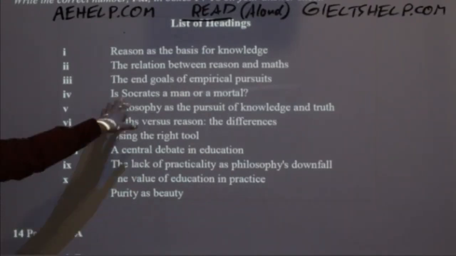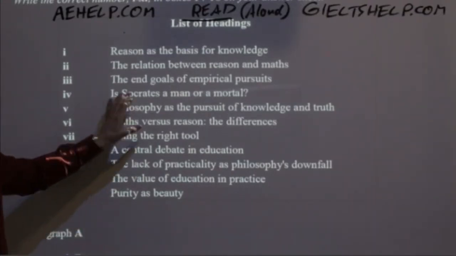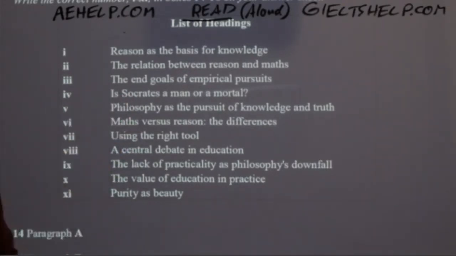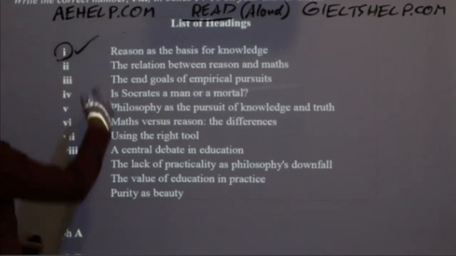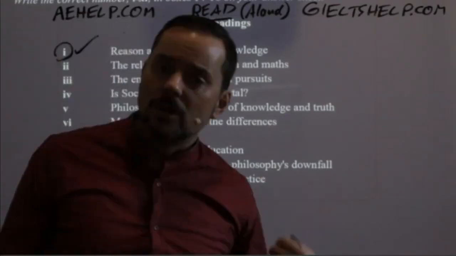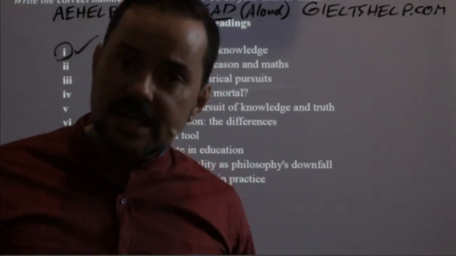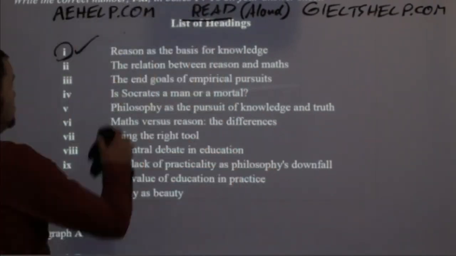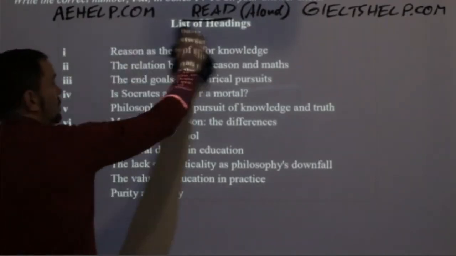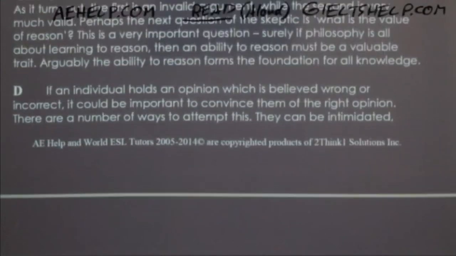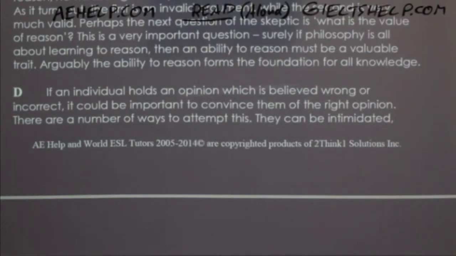That's just an example. Okay, list of headings. It's the heading for the paragraph. It's not a detail. It's the main idea. Okay, and everybody who picked 1, you're absolutely right. Reason as the basis for knowledge. That's what this paragraph is saying, that philosophy respects reason or finds reason as the key for the basis of seeking the truth or knowledge. Very good. Okay, nicely done. Okay, let's keep going. So you put 1 for that answer. Okay, let's go to D.